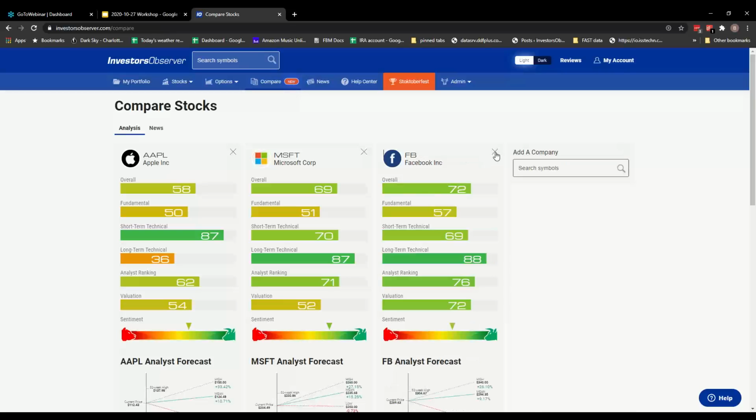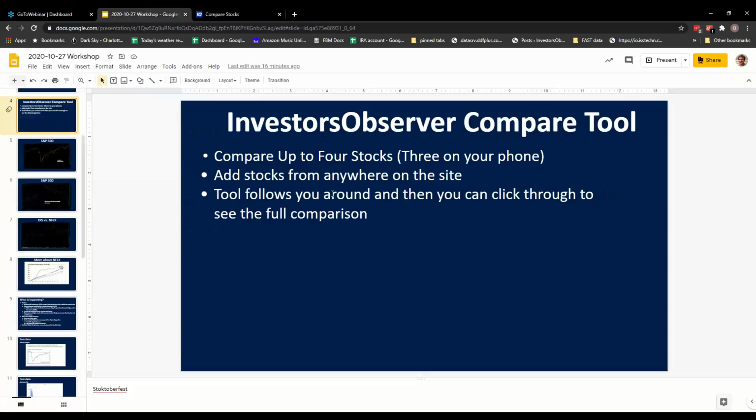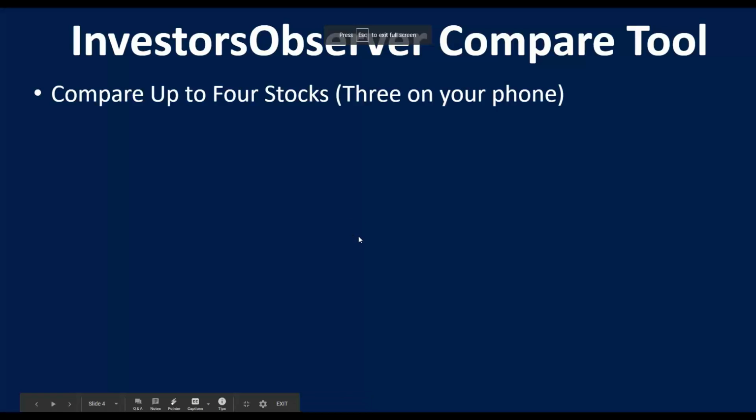I think it probably helps take stock finding to the next step. You can go to the screener and find a stock, and then you can go to the page, and you can go back to the screener, find a stock, and go to the page. But this lets you get all the stuff from the single stock pages. Once you get down to a relatively small number of stocks that you're looking at, you can compare them, side by side by side like that. All right, so that is the compare tool. Go back to here. There we go.